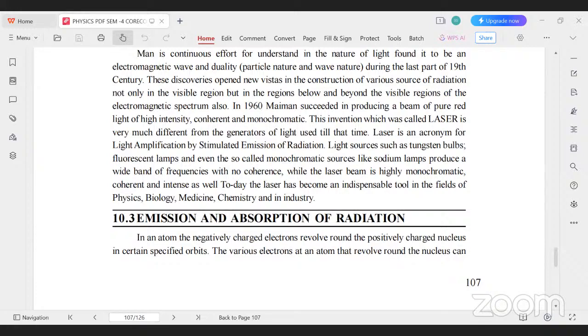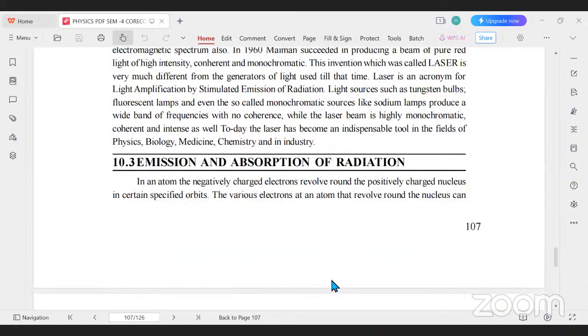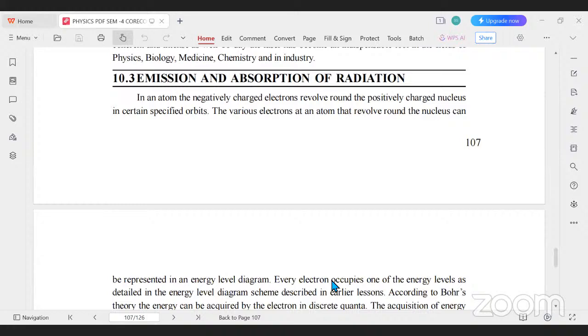In an atom, we are talking about the particles. In an atom, the negatively charged electrons revolve around the positively charged nucleus, in certain specified orbits. We know that the various electrons of an atom that revolve around the nucleus can be represented in the energy level diagram.